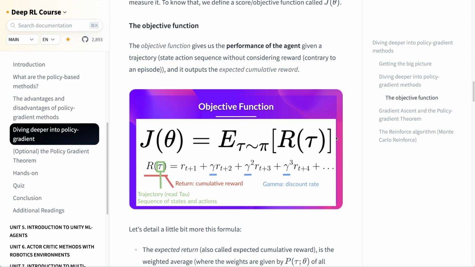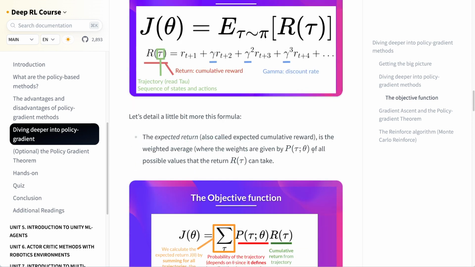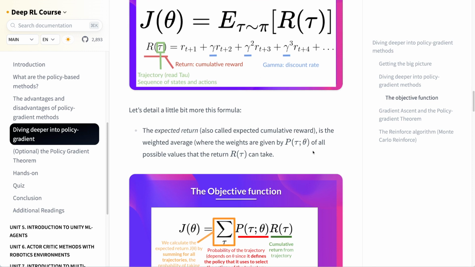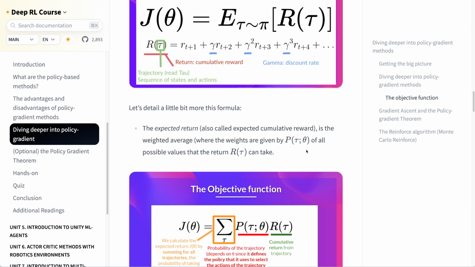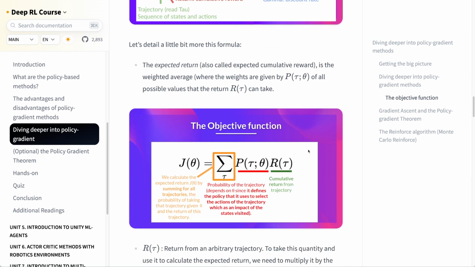Okay, let's detail a little bit more about this formula. The expected return, also called expected cumulative reward, is the weighted average, where the weights are given by P of tau given theta, of all possible values that the return R of tau can take. So here's the objective function, here's this J, here's the sum, and it's a weighted average. We calculate the expected return J by summing for all trajectories the probability of taking that trajectory given parameter theta and the return of this trajectory.